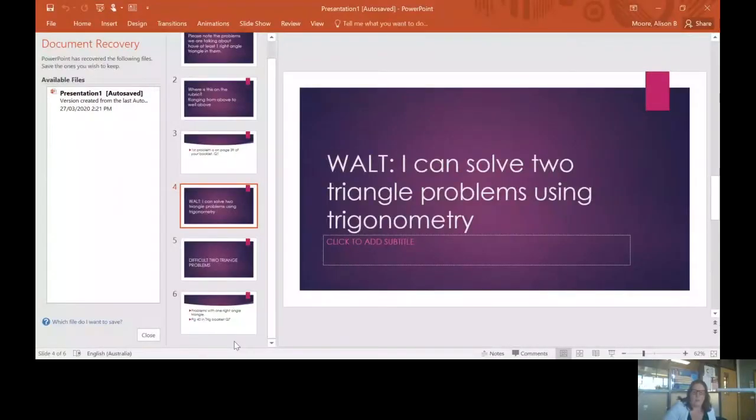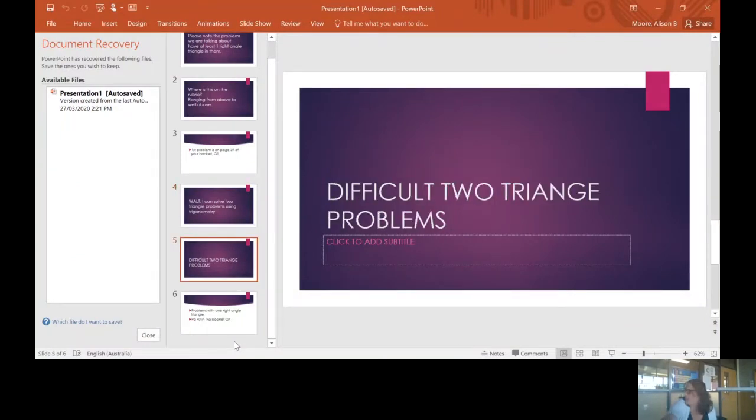Okay, take 3. So today we are looking at the most difficult questions for your trigonometry test coming up tomorrow. Let's get started. Just to remind you, the WALT is: I can solve 2 triangle problems using trigonometry. This fits into the well above standard.